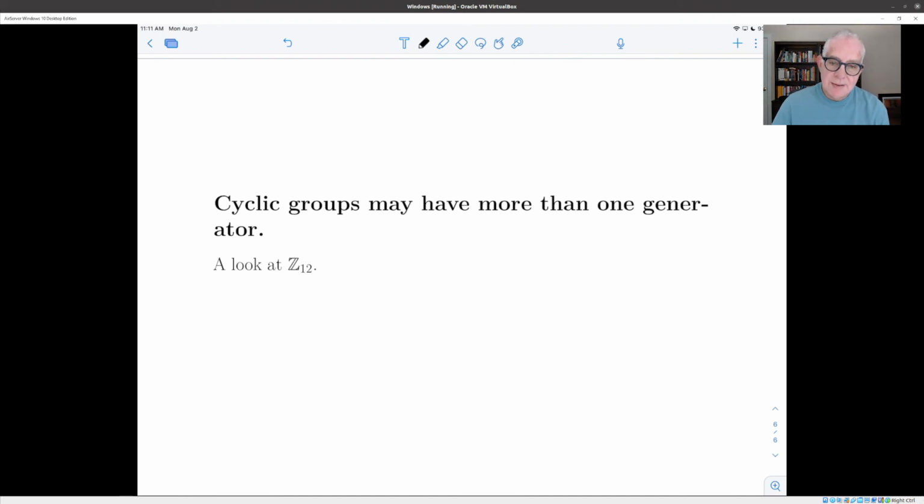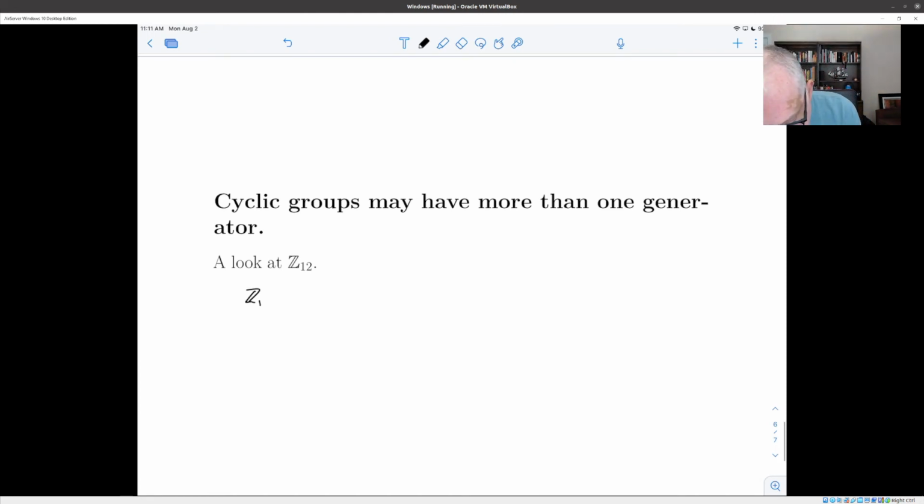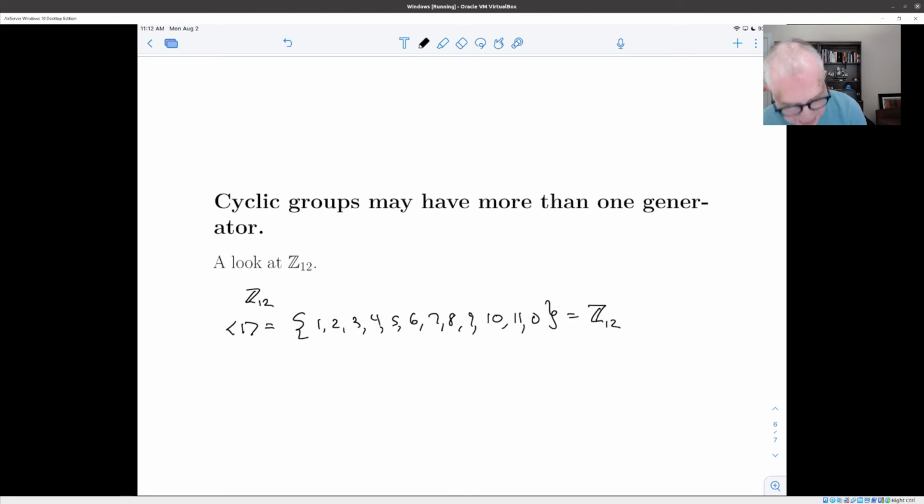Just to sort of round this out, to be cyclic, a group has to have at least one generator, but may have more than one generator. But to be cyclic, it only needs one generator. Let's look at the case of Z12. So we already know that if you take 1, you get 1, 2, 3, 4, 5, 6, 7, 8, 9, 10, 11, 0, which is all of Z12. And so we know that Z12 is cyclic.